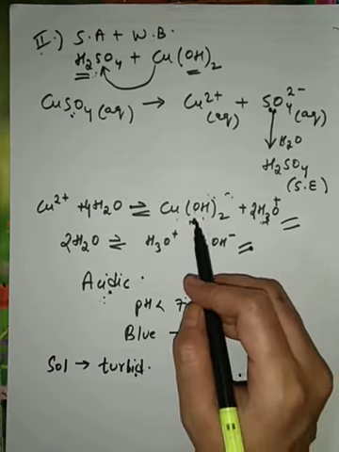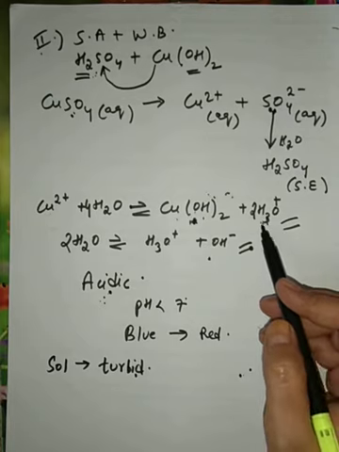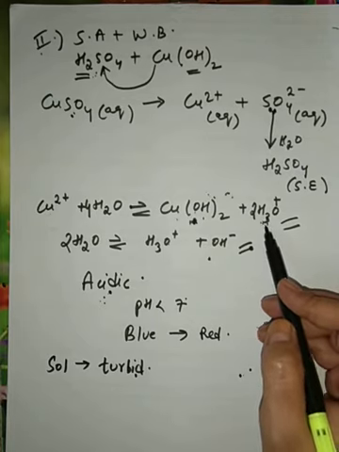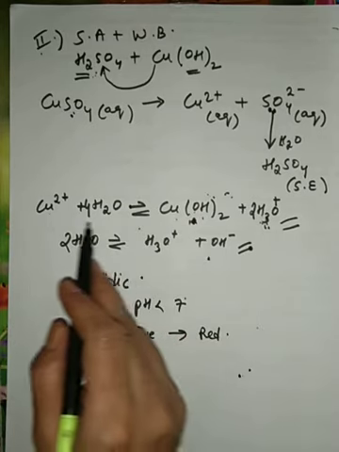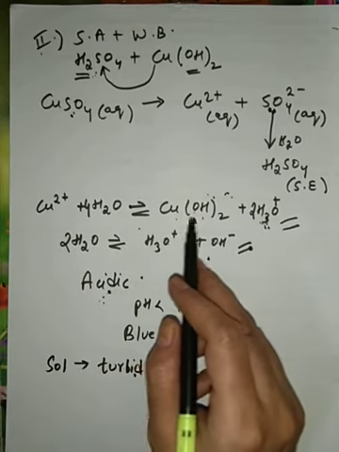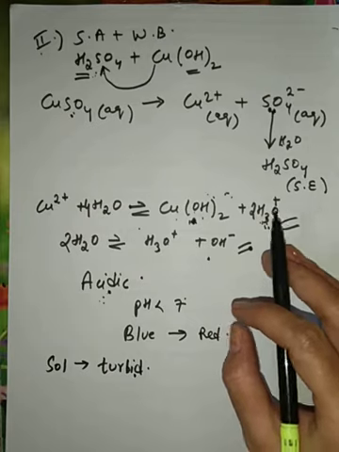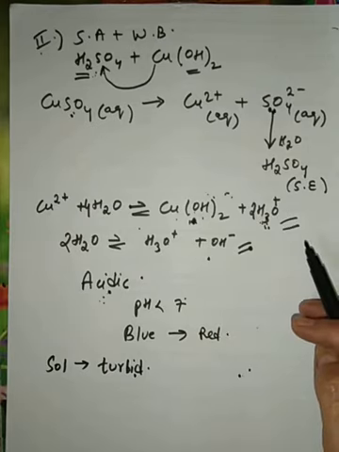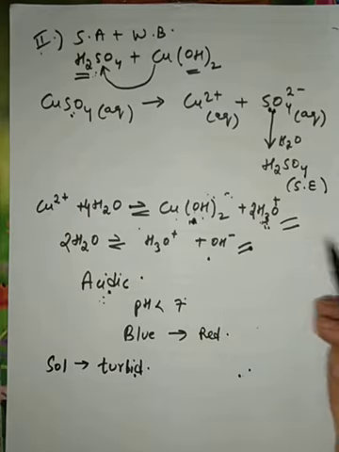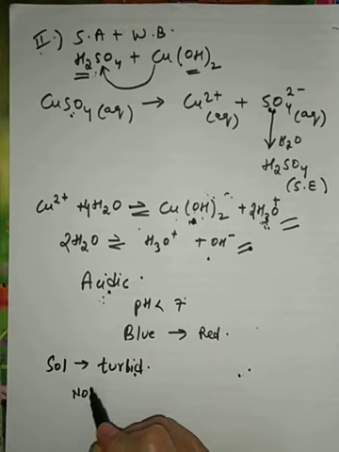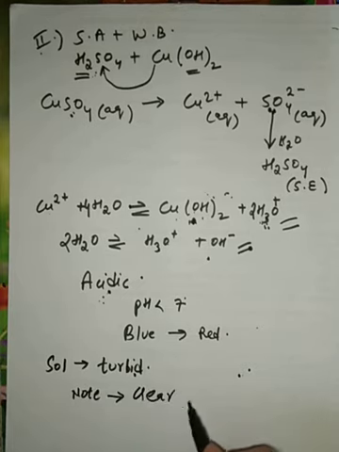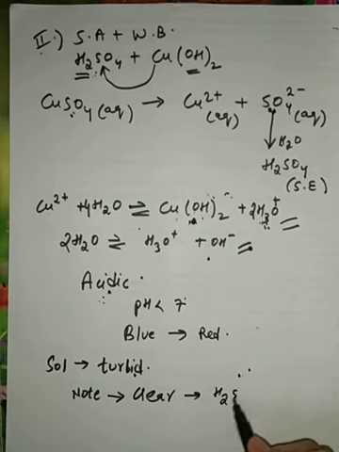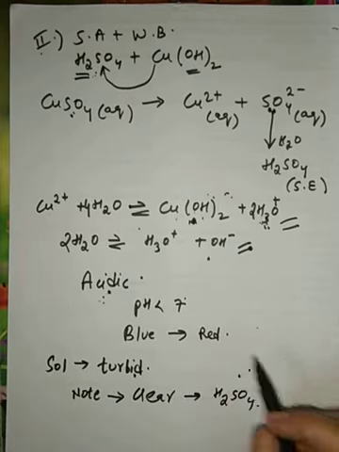For that you just need to add more sulfuric acid. That means you will increase the amount of hydronium ion and this equilibrium will shift to the left side, so that copper hydroxide reacts and is less in the reaction, and your solution will become clear. So what we have to note is that if we want to make the solution clear, we need to add sulfuric acid to get clear copper sulfate.